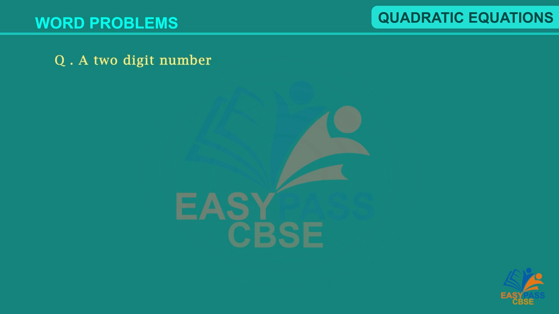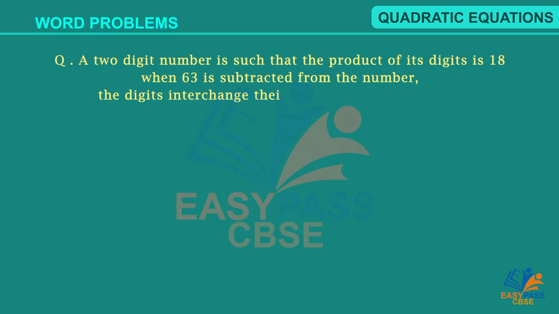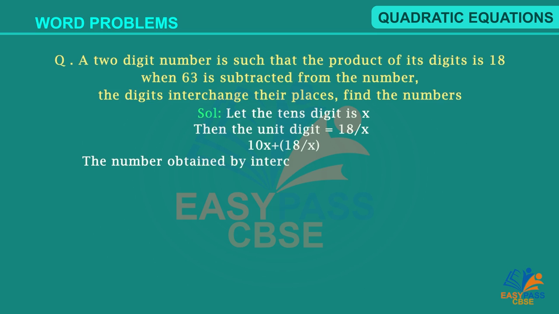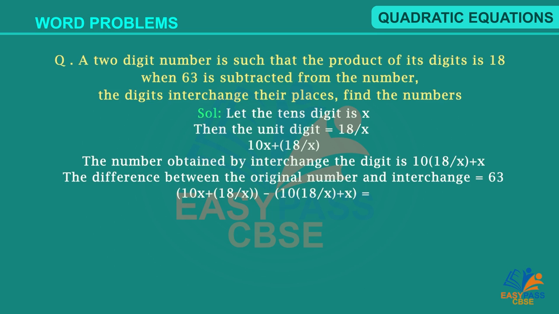A two-digit number is such that the product of its digits is 18. When 63 is subtracted from that number, the digits interchange their places. Find the number. Let the tens digit be x, then the unit digit is equal to 18 by x. So the number is 10x plus 18 by x. The number obtained by interchanging the digits is 10 times 18 by x plus x.